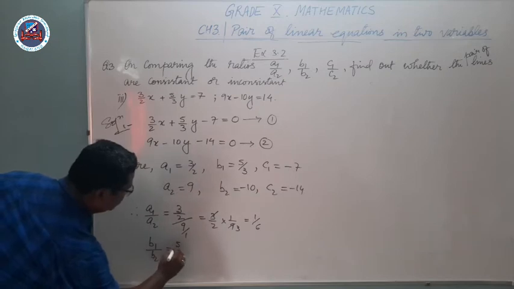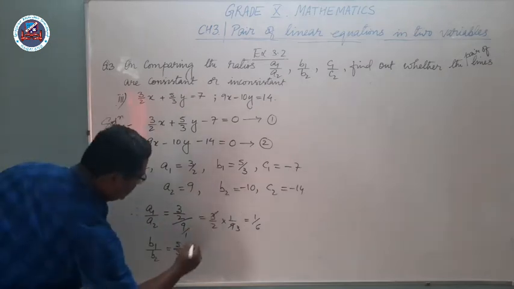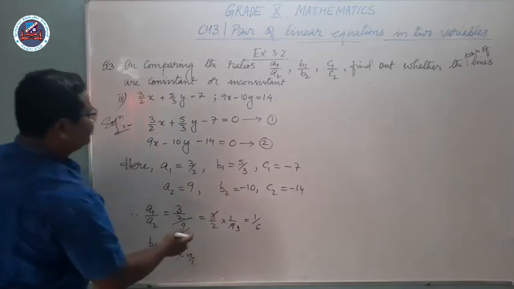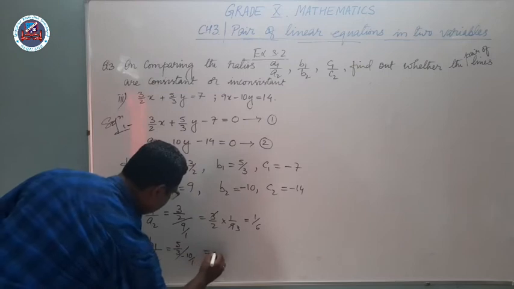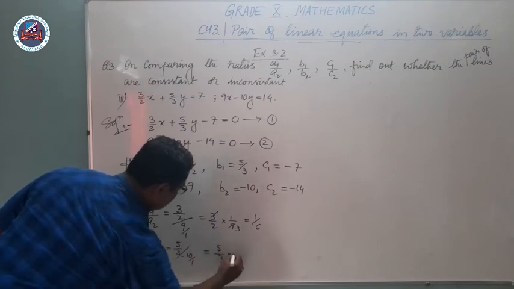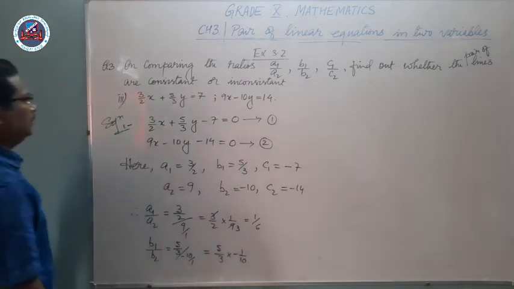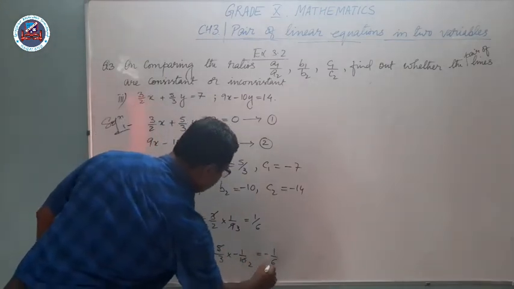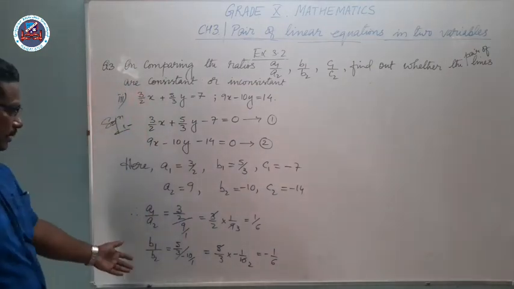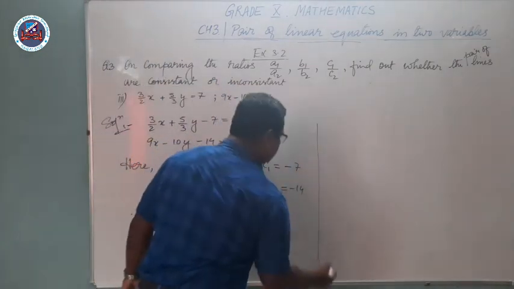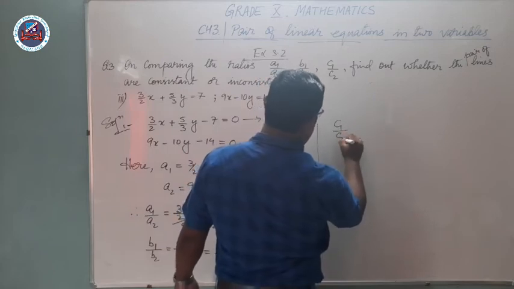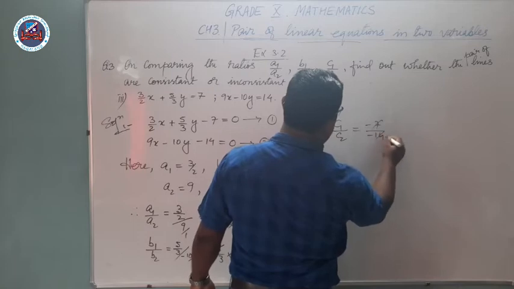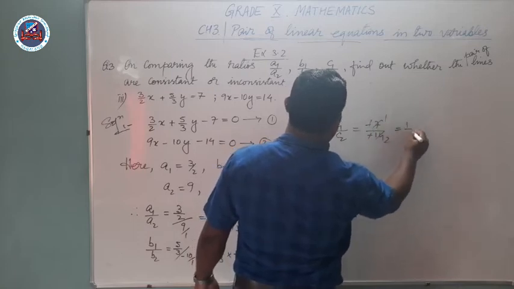Then B1 by B2. B1 is 5 by 3, divided by again minus 10. Minus 10 by nothing means 1. So here you get 5 by 3 into minus 1 by 10. So in this case 5 2s are 10, it is minus 1 by 6. They are not equal. And C1 by C2, it is equal to minus 7 by minus 14. 7 2s are 14, 1 by 2.